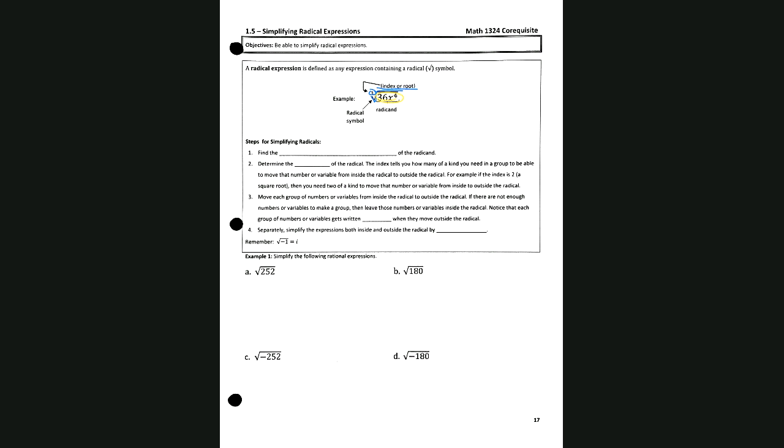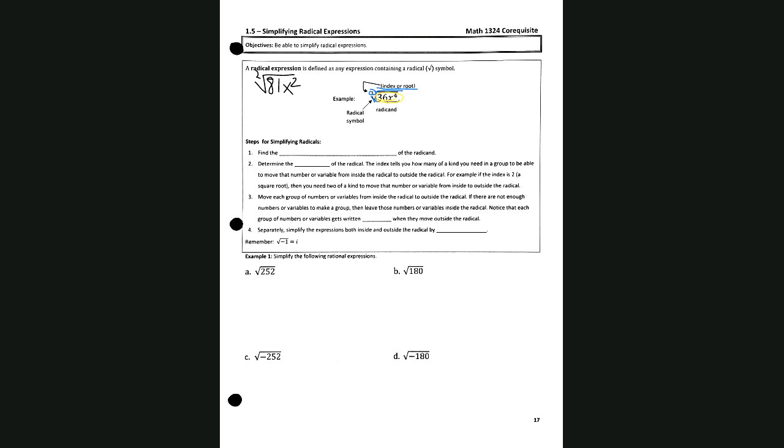In this case, the index is a 3, and I just want to remind you that if we had something like the square root of 81 squared, let's say, we know that the index is an implied 2 because we call that the square root, not the first root. However, we don't write the number, but we still know that it is a 2.